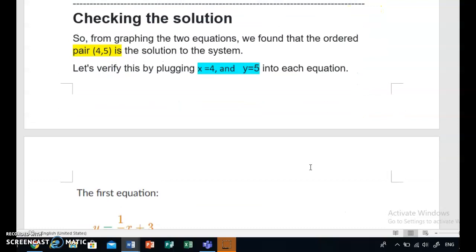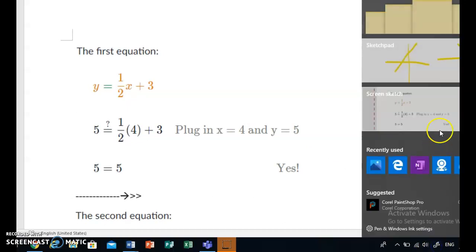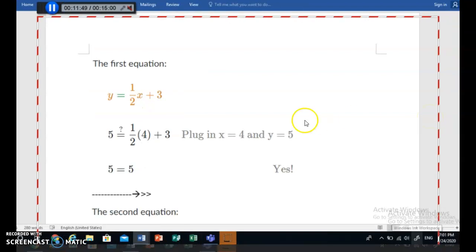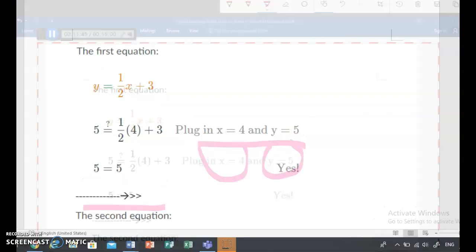Okay, now how do you know? Now let's check the solution. In this part, you need to plug it in. X equals 4 and y equals 5. You check it out. Do you see that? Half of 4 is 2, plus 3, 5. 5 equals 5. Yes, that's right. So we got this one correct.